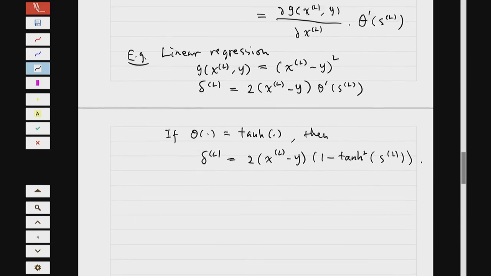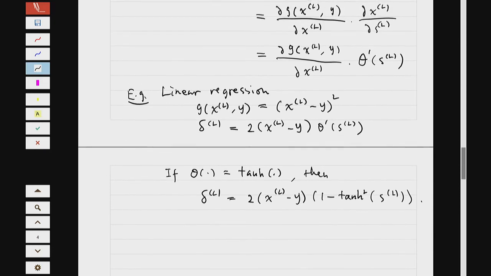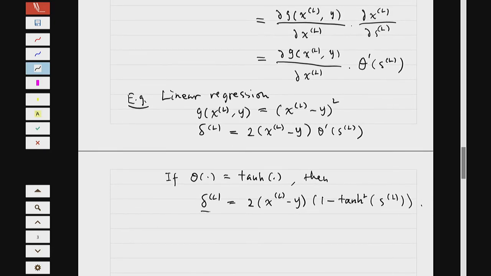If we have multiple neurons in the last layer, do we calculate them separately and then add up all of them, or do we just? Oh, then you're going to have a vector here. Each element can be calculated in the same way.